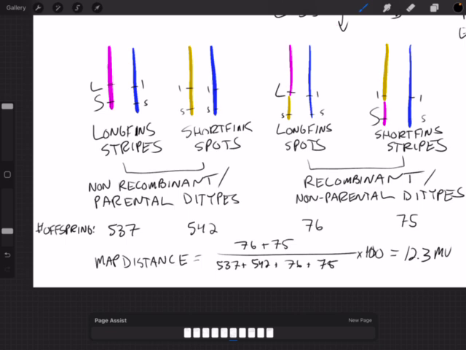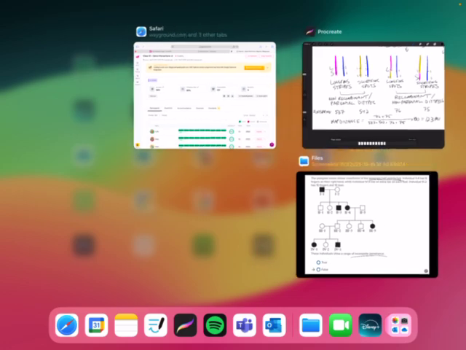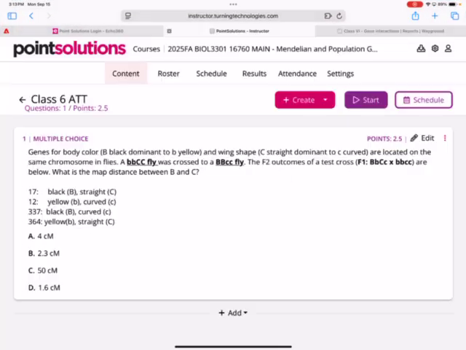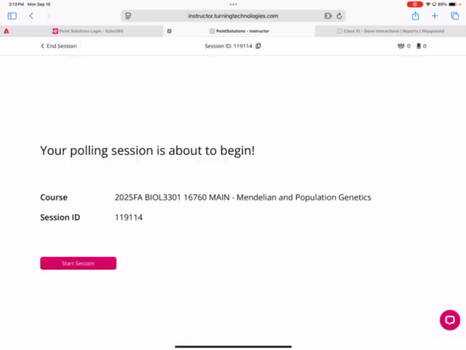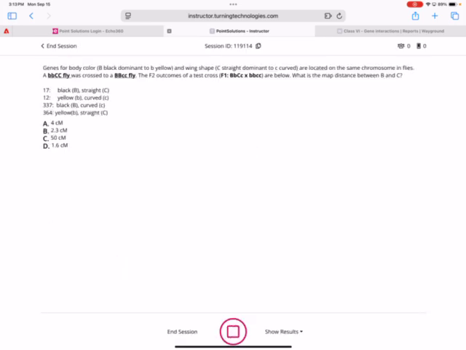How do we feel about that? Good? Why don't we try our luck at a Poll Everywhere attendance question. This will be session ID 119114. 119114.